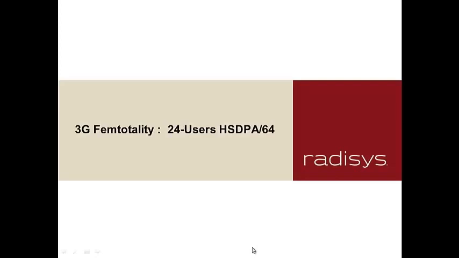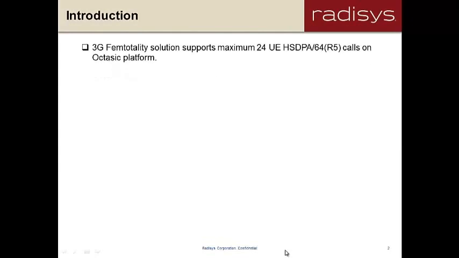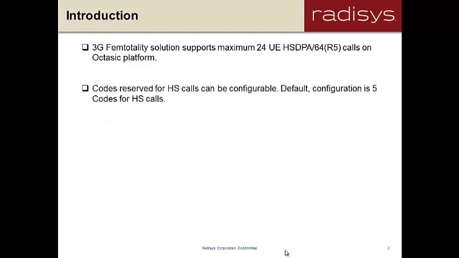We are going to demonstrate HSDPA call for 24 users. Let's understand in brief about this feature. The 3G femto solution supports 24 HSDPA calls on Octasic platform. The codes reserved for HS calls are configurable. Default configuration is 5 codes.